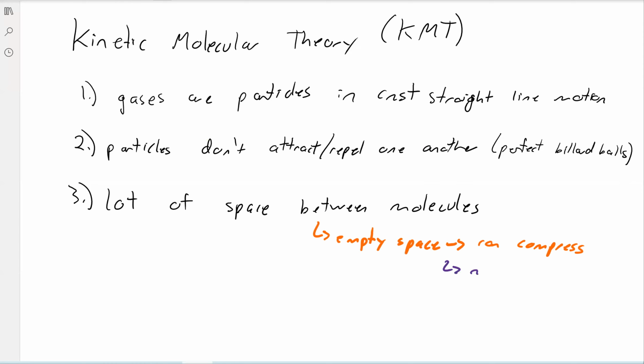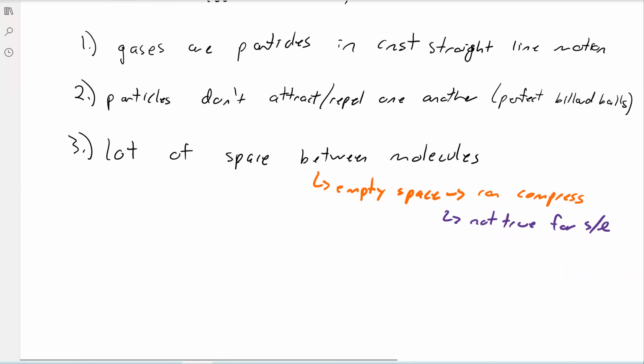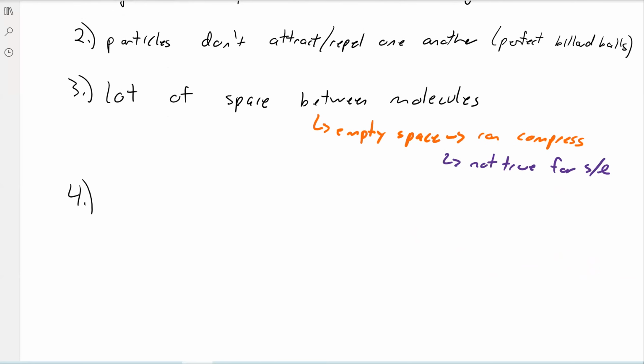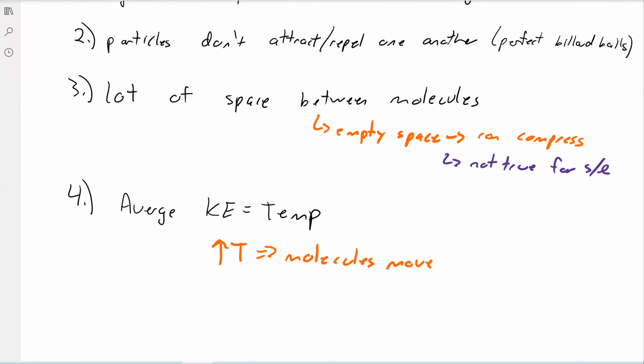And that's not true for solids and liquids, right? Solids and liquids you cannot compress because the atoms are so close to one another. In a gas, they're pretty far apart. And then the number four thing is that the average kinetic energy of the molecules, so how fast they're flying around in space, is equal to their temperature. So as we increase temperature, as you get hotter and hotter, your molecules move faster.